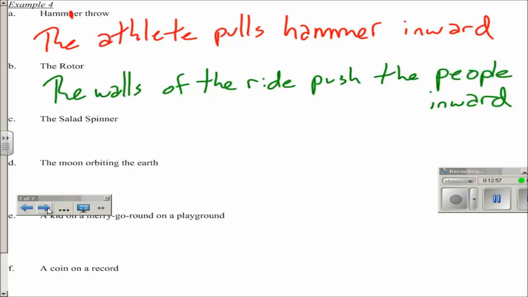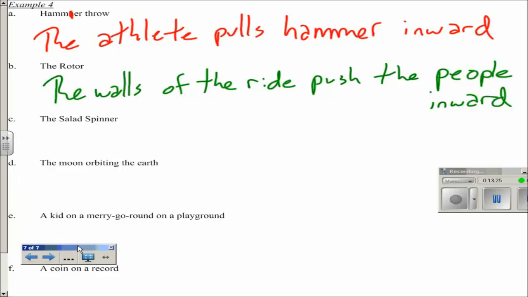So that's really the same thing. The lettuce is inside the spinner. You pull the crank to, or push, I don't know how it works, but whatever, you make it spin. The wet salad spins around and around and the water goes out the holes because there's nothing pushing the water inwards. So the water goes out the holes in a straight line. The lettuce gets pushed inwards. So I'm not even going to write this one out, but the answer would be the lettuce, the walls of the spinner push the lettuce inward.